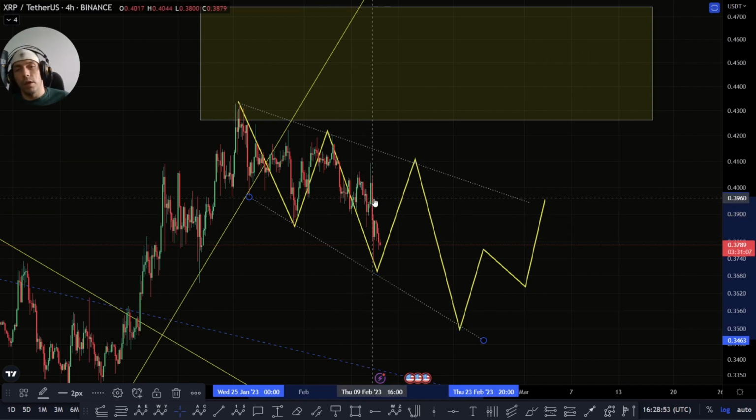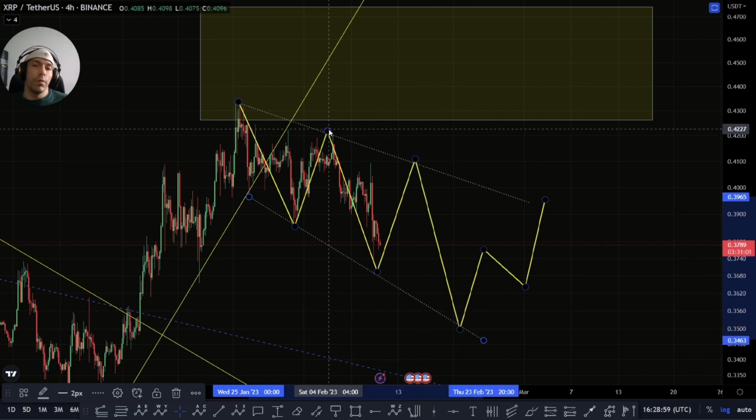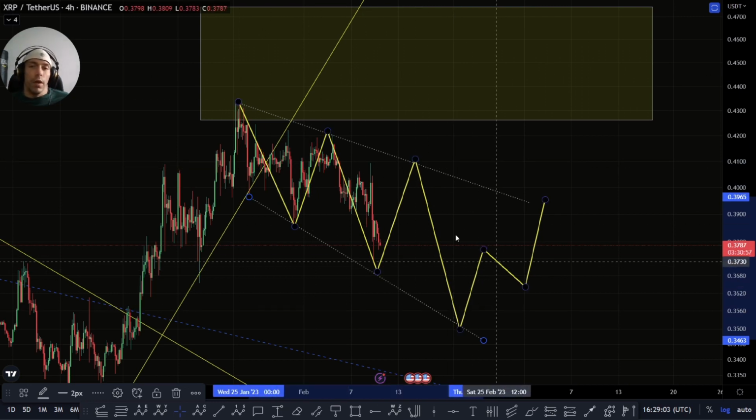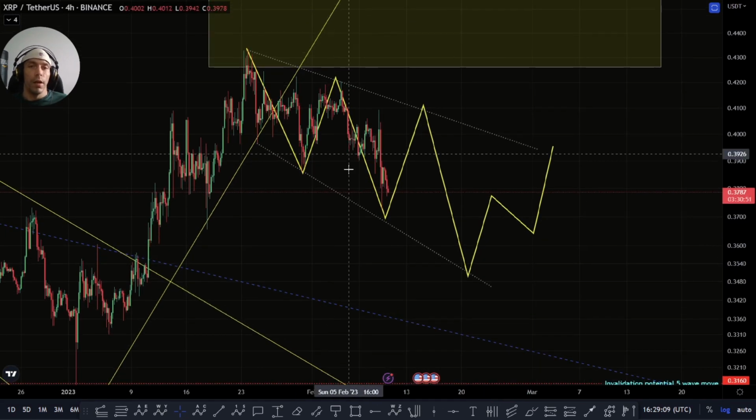So if we do get another breakdown here, find support, bounce back up, test that, and then break down again, it is possible that we could be forming a diagonal. So it needs a bit more time, this one. It's not as clear cut as I'd hoped when I was looking at it. I thought there would have been a bit more clarity now.